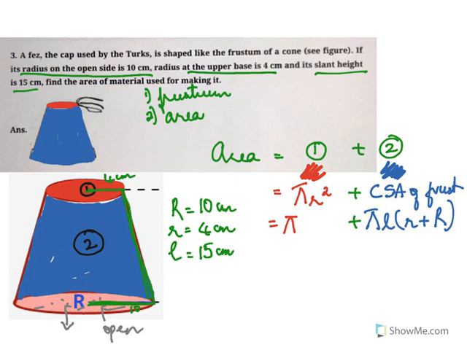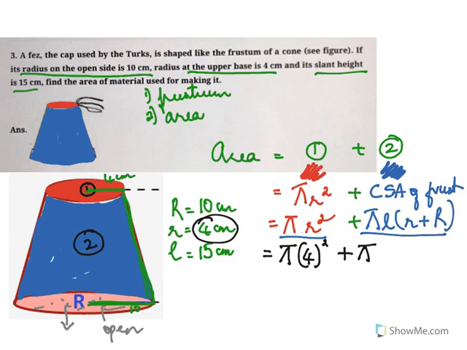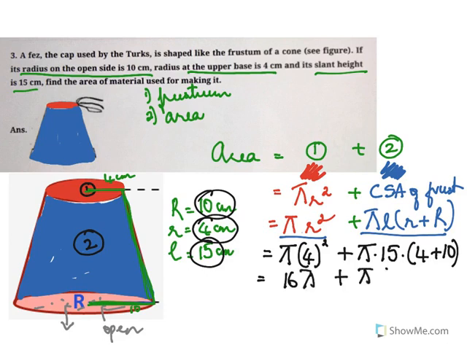So the formula is pi r square plus the CSA of the frustum. We start putting the values now. We'll put pi, the small r is 4, so 4 square, plus pi, the L is 15. The small r we know is 4 and the larger R is 10. So that will be 16 pi plus pi into 15 into 14.